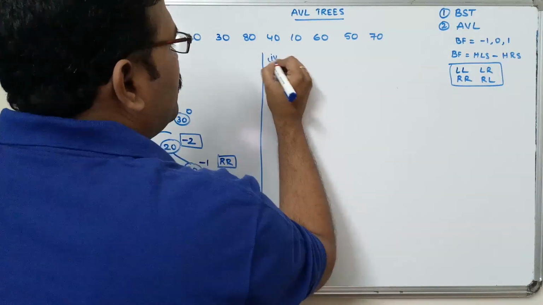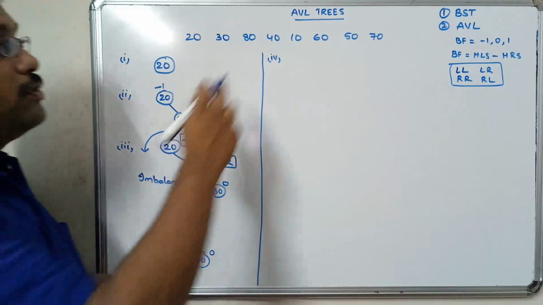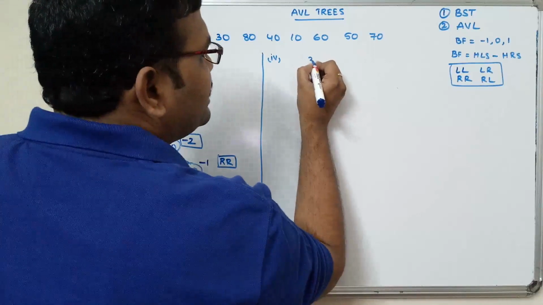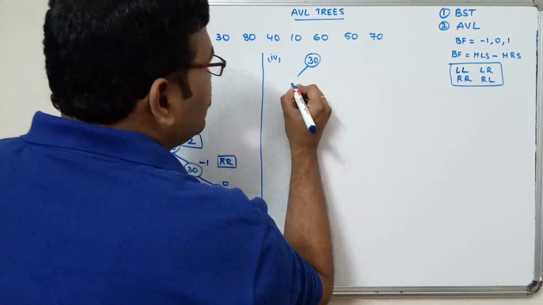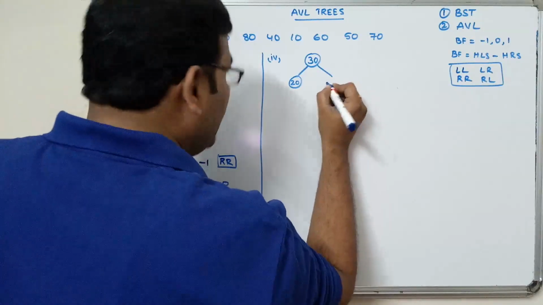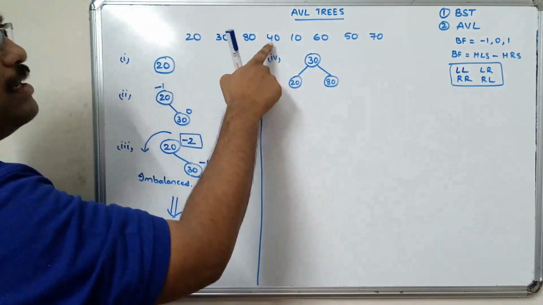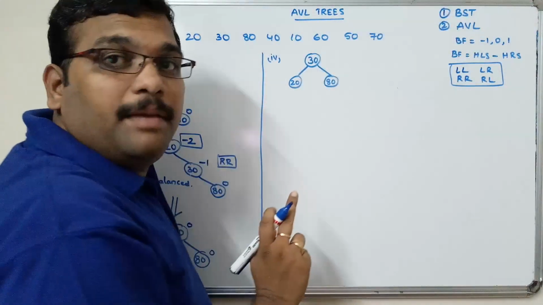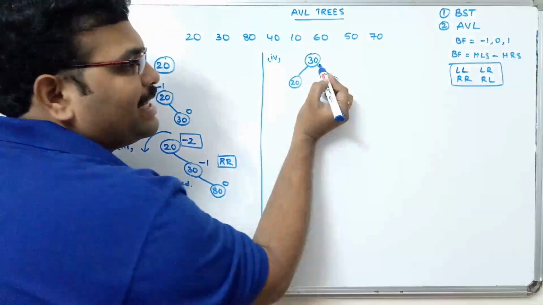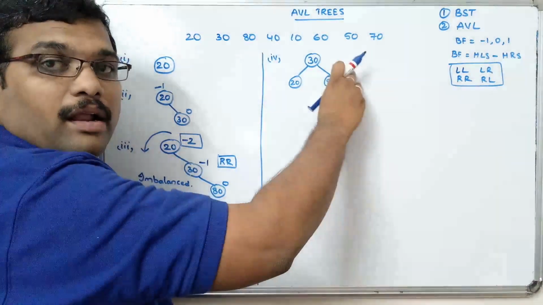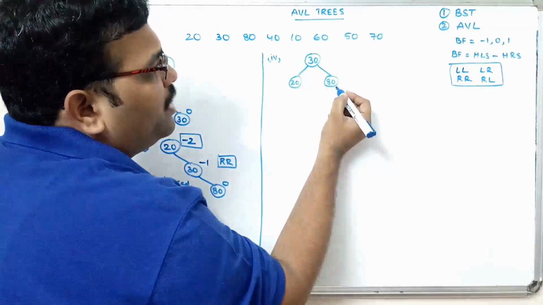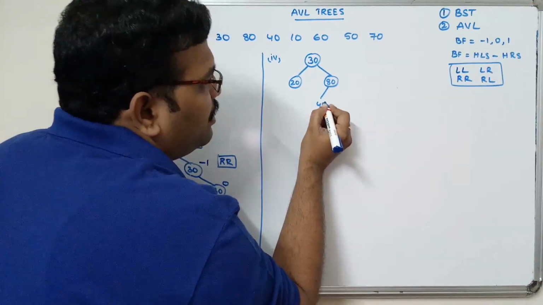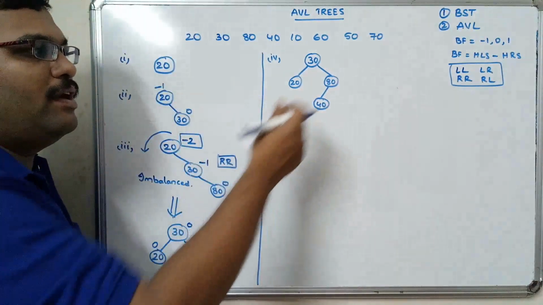Now the fourth element. We have to insert the element 40. So now the tree is like this: 30, towards the left there is 20, towards the right there is 80. Now we have to insert the element 40. Again that should obey the BST property. So 40 is greater than 30, so it should be inserted in the right subtree. And again 80 is the root there, so 40 is less than 80. So here we have to insert 40 as the left child of node 80.